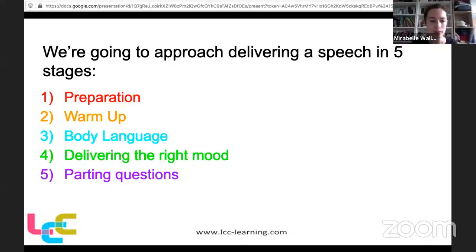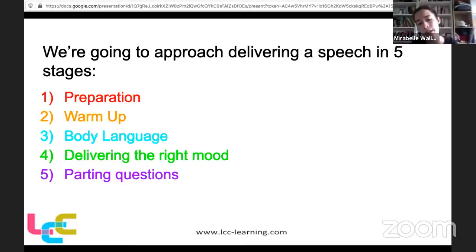Really, really important. Whether you use gesture, whether you use your hands. Number 4 will be delivering the right mood. So according to the purpose of your speech and the mood that you want to leave your audience in, how do you create that in them? How do you create that sense of anticipation? How do you leave them feeling however you want to leave them? That might be happy, angry, sad, fearful. How do you do that with the way you say it?